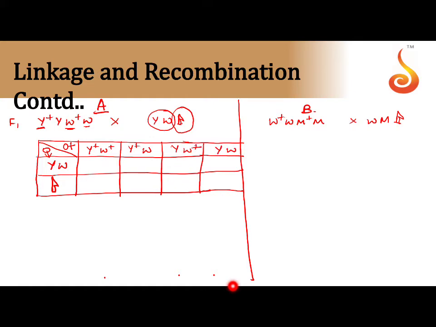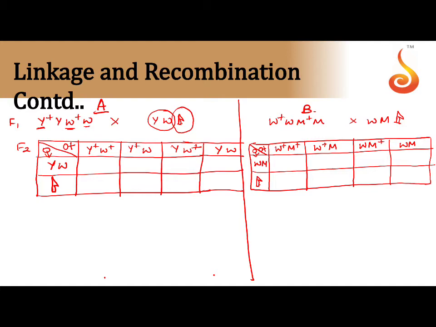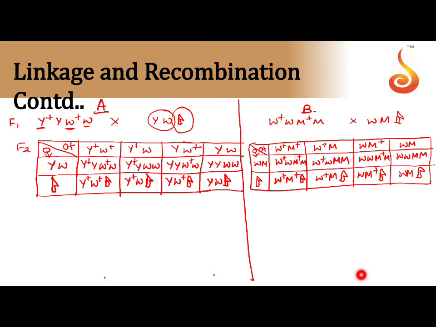On similar lines, we can form the F2 generation for cross 2 also, cross B. So, let us do the crossing. Y plus Y, W plus W, Y plus Y, W, W, Y, Y, W plus W, Y, Y and W, W. Similarly, we will fill in the others also. So, now that we have filled, you could see that all the females are in this row and all the males are in this row in both cross A and cross B.